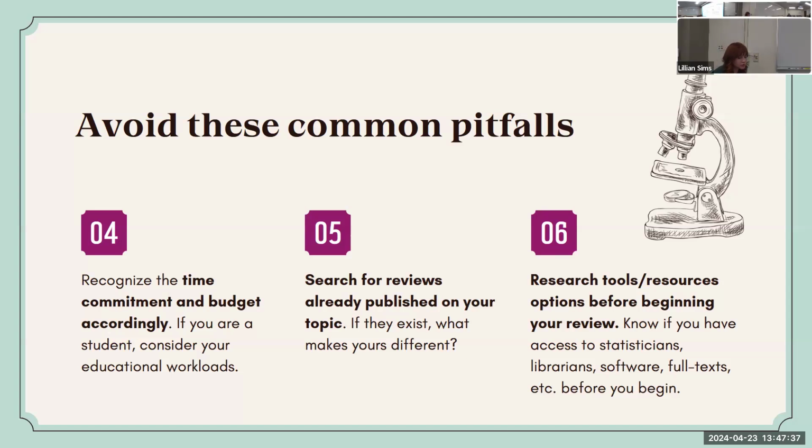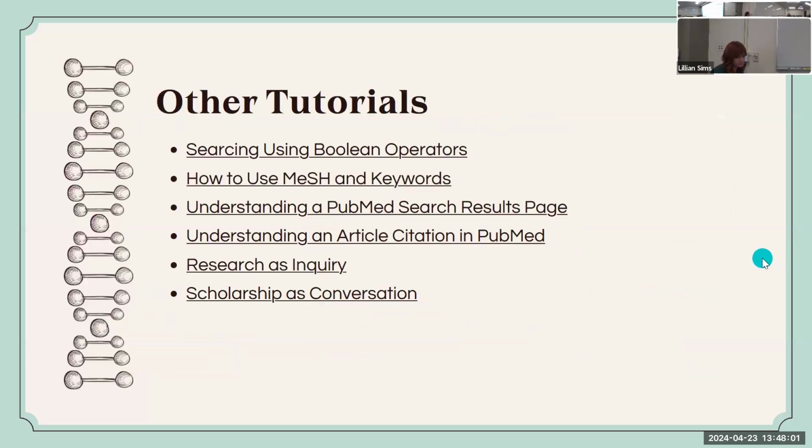And then think about the research tools and resources available to you before you begin your review. Are you going to need a statistician? Are you going to need a librarian? Are you going to need software? How are you going to get those full texts? Those are some of the things people get to later, and they don't know how they're going to get full text, but they're already to that point. Think about that ahead of time, and a protocol can help you with that.